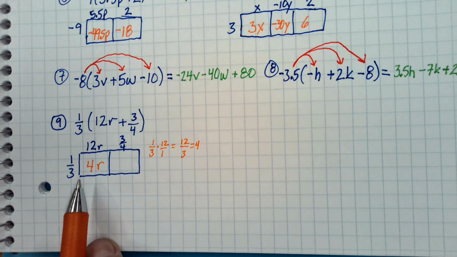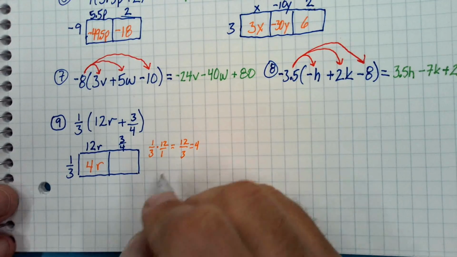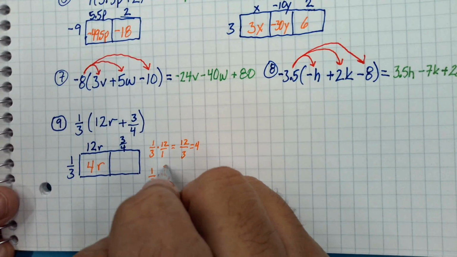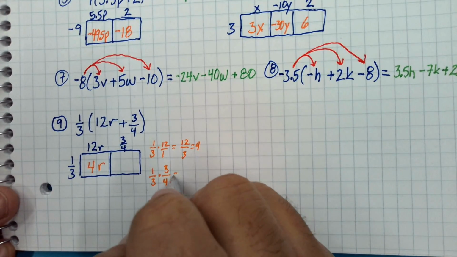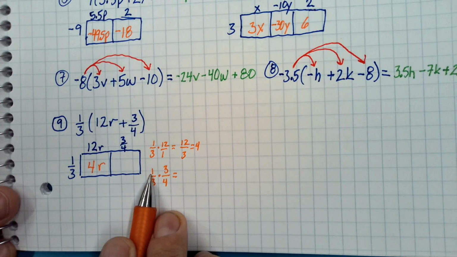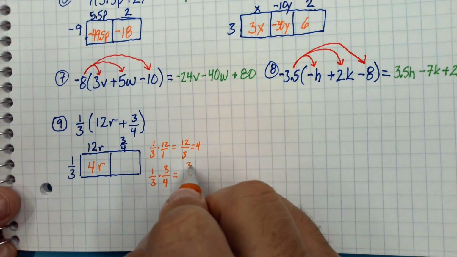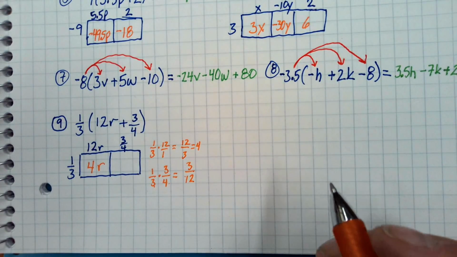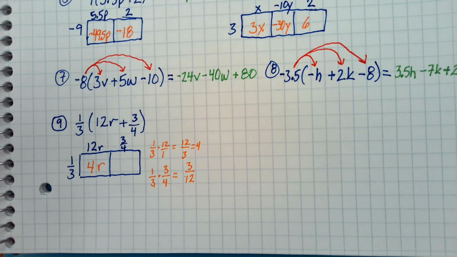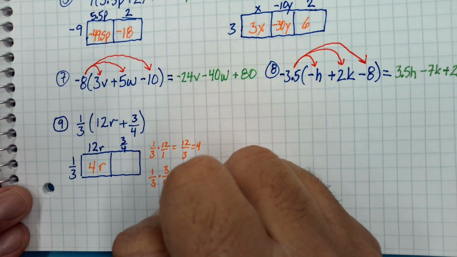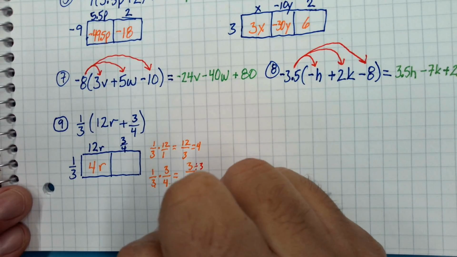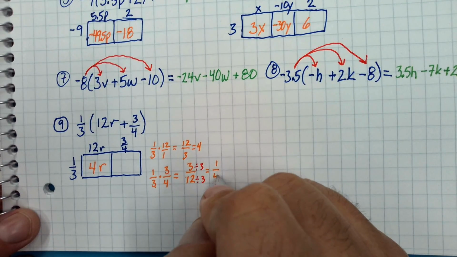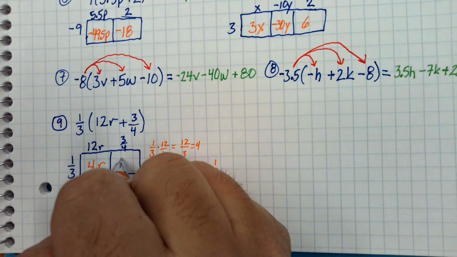Okay? And then we're also going to multiply 1/3 times 3/4. Let's do that one. 1/3 times 3/4. Okay, and then again, we multiply 1 times 3, 3 times 4. I get 3/12. And yeah, that reduces to 1/4 because we can divide by 3. So it's 1/4. So that would go here.